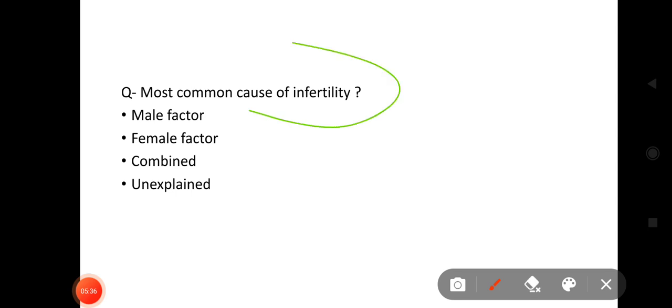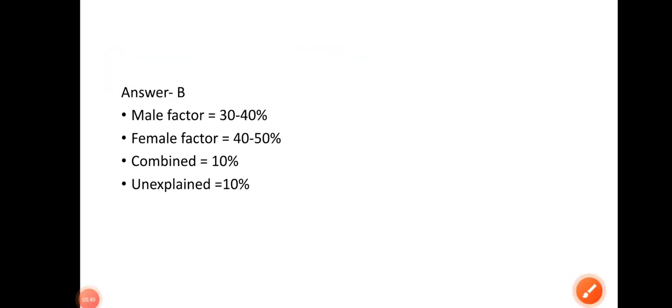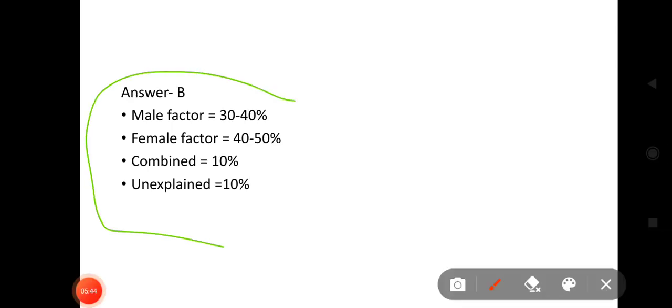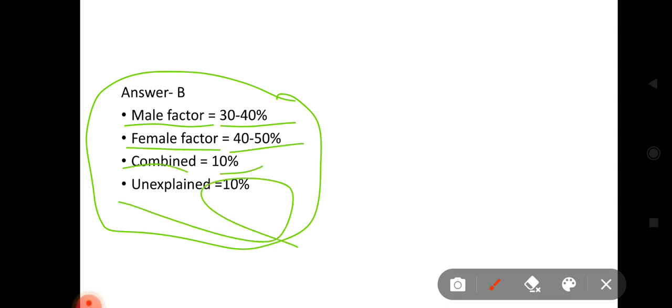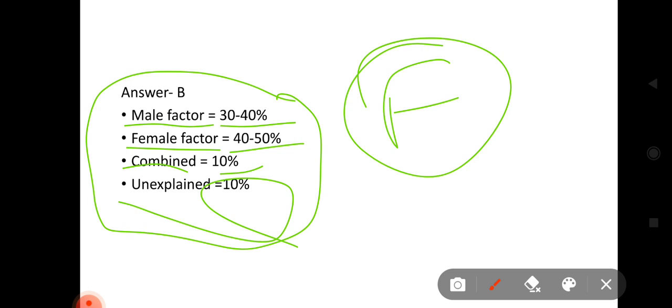Most common cause of infertility: male factor, female factor, combined or unexplained. So answer is B, that is female factor. And remember these few important percentages: male factor 30 to 40%, female factor is 40 to 50, combined 10, and unexplained 10. So female factor is the most common cause of infertility.